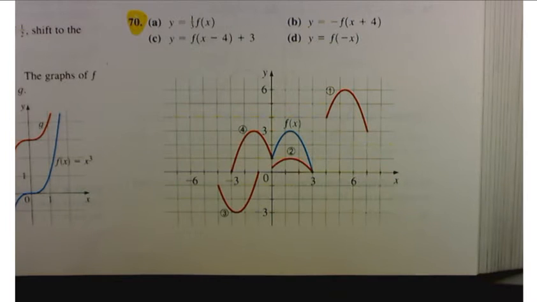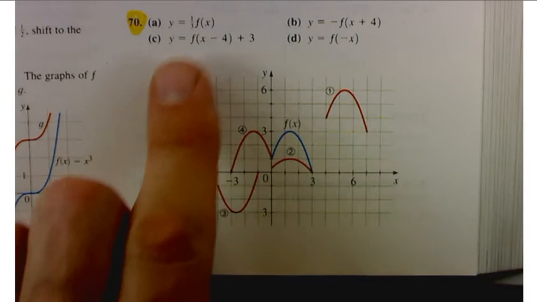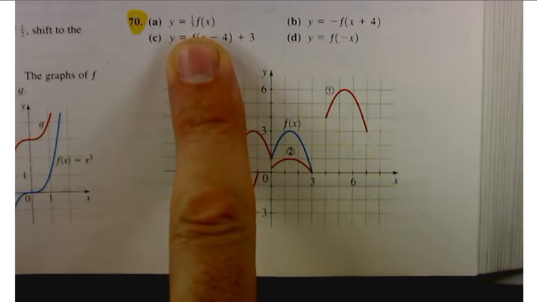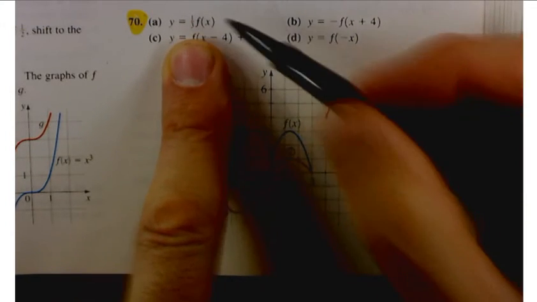Yeah, it's going to shrink the graph, right? So it's going to be 1/3 of the height. It's getting pulled down towards the x-axis. So part A, the answer would be 2.